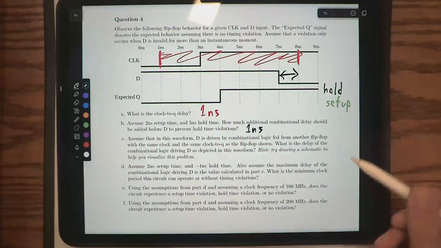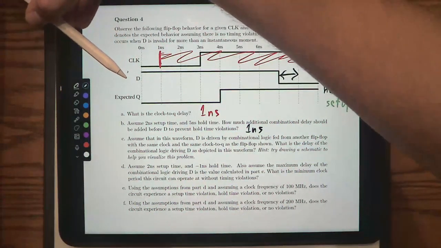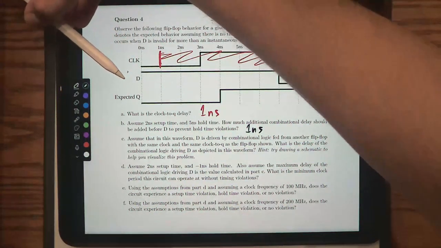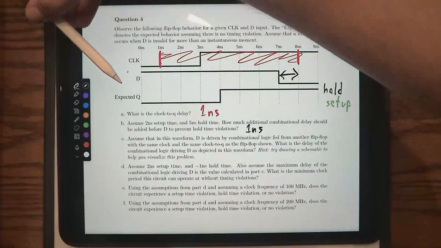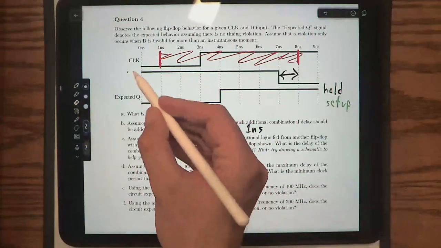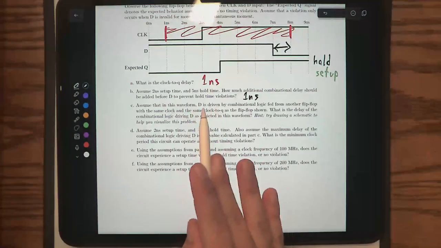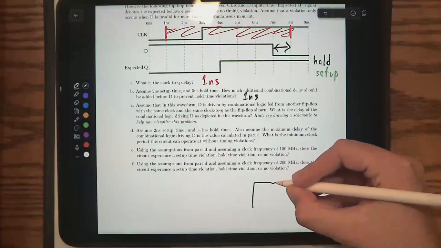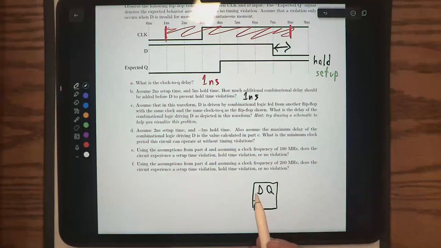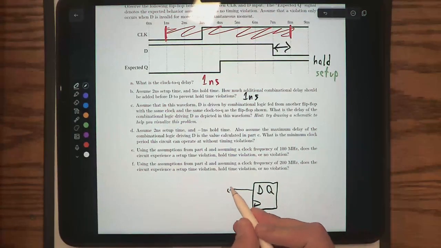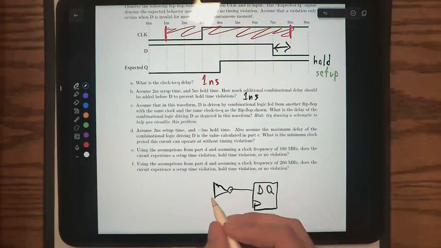Okay, so now for C, it says, assuming this waveform, D is driven by combinational logic fed from another flip-flop with the same clock and the same clock to Q as the flip-flop shown. What is the delay of the combinational logic driving D as depicted in this waveform? A little bit complicated, but it's way easier to think about this if we draw a schematic. So D is driven by combinational logic. We'll have a flip-flop, so D, Q, clock. And D is driven by combinational logic. Maybe it's just an inverter or something, I don't know, black box combinational logic.